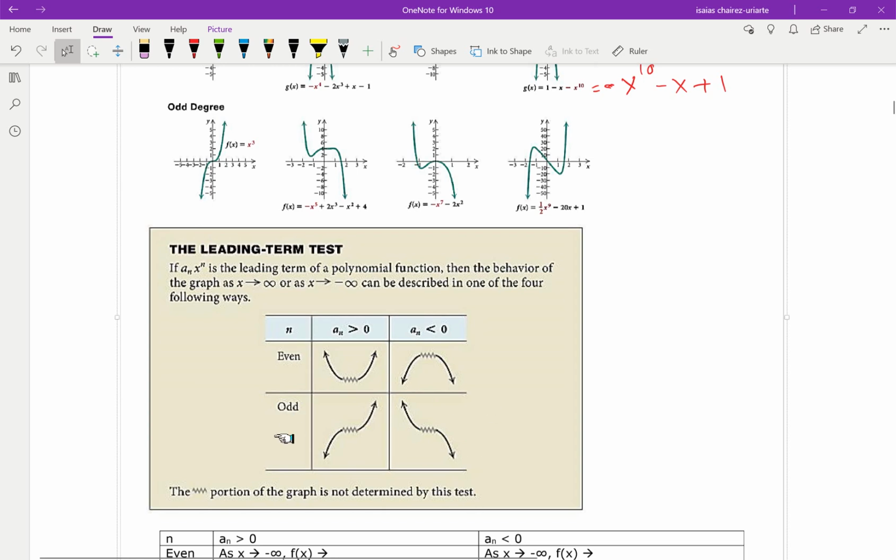Okay, and again, here in the middle, we don't know anything about the polynomial. In the middle, it's a wild world. Who knows what happens in the middle? But at least we know the end behavior. We know the end behavior of our polynomial just based on the leading coefficient. Or sorry, the leading term.